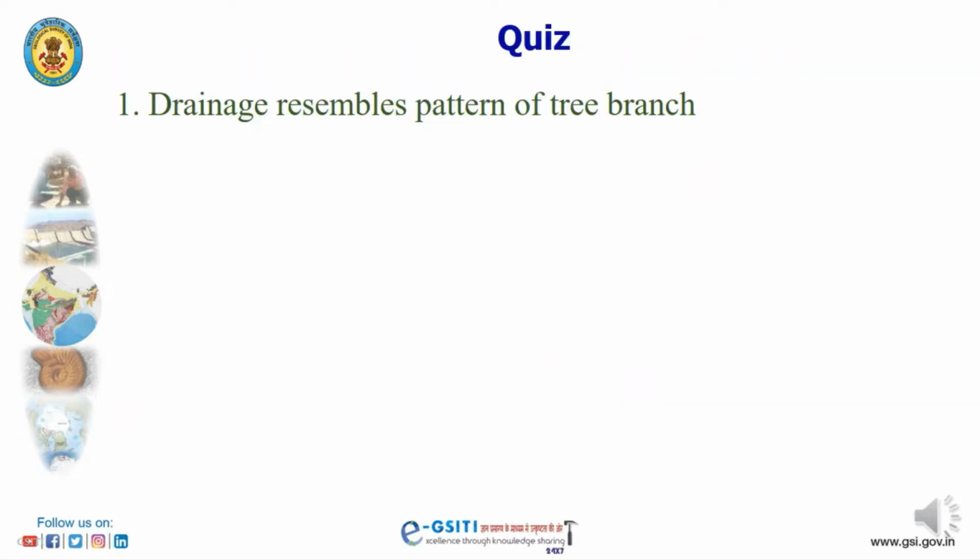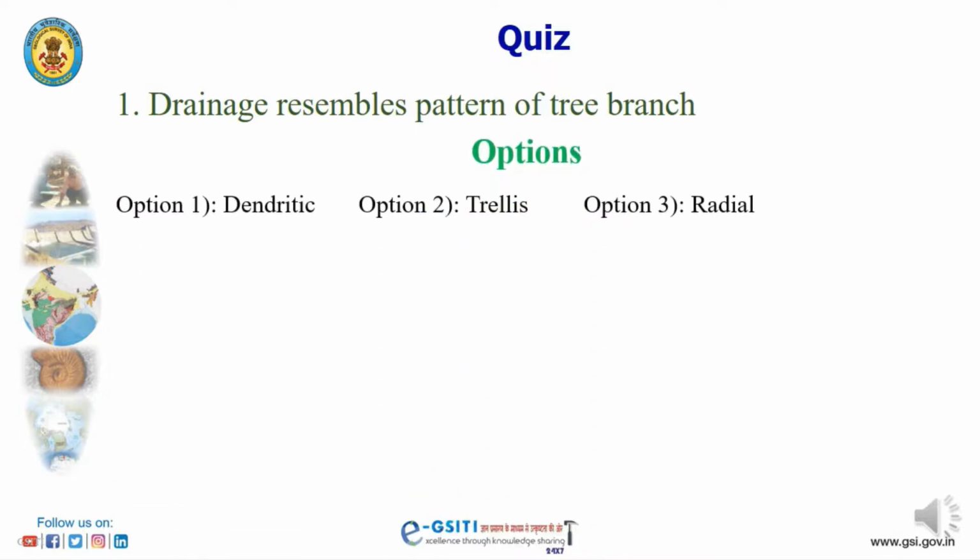I have a few questions for you. Question number 1. Drainage resembles the pattern of a tree branch. Which is that drainage pattern? Options: dendritic, trellis, radial. What is the answer? Option number 1, dendritic.